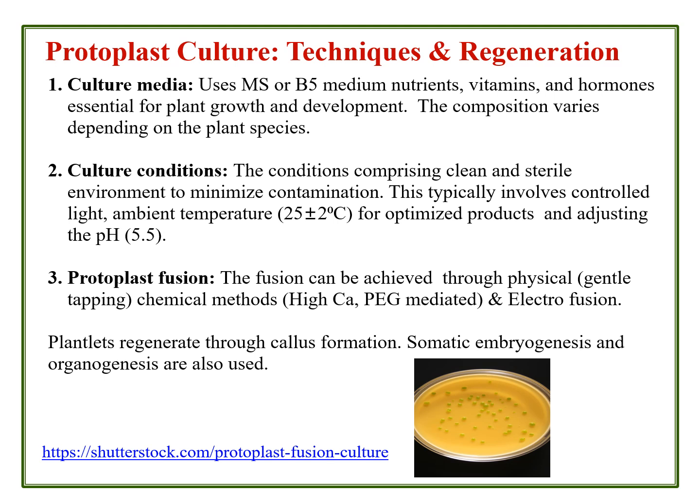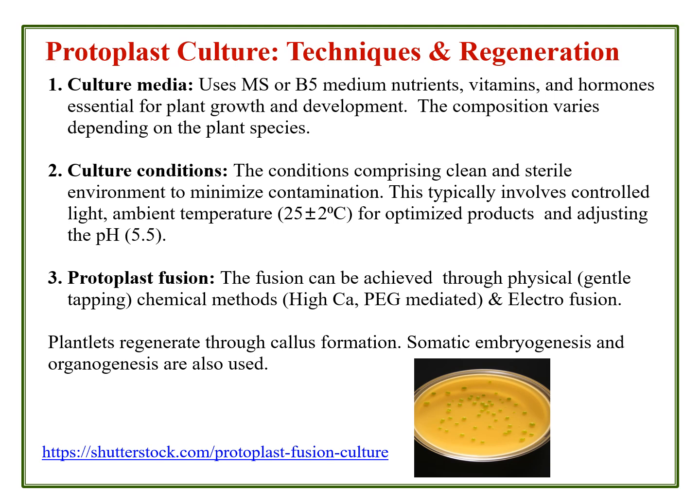So it typically involves controlled light, and ambient temperature, that is 25 plus or minus 2 degrees centigrade, and adjusting the pH. 5.5 is the optimal pH required for protoplast culture, which is acceptable throughout plant tissue culture operations. Protoplast fusion. The fusion can be achieved through either physical agents or chemical agents.